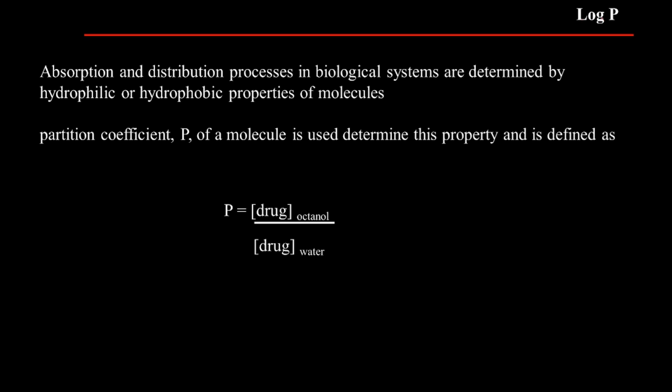Another descriptor which is very, very important is the log P here. Absorption and distribution processes in biological systems are determined by the hydrophilic, hydrophobic properties of the molecule. We looked quite a lot at this log P. Log P is nothing but the partition of this particular molecule in octanol divided by in water. More in the octanol, that means we call it hydrophobic, less in octanol, more in water, we call it hydrophilic.